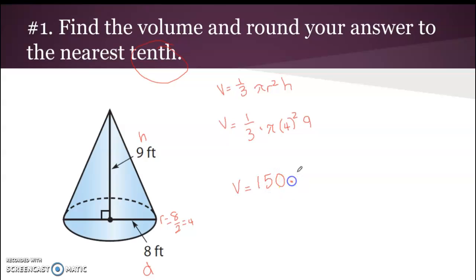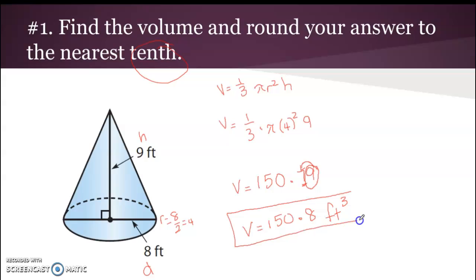So it's 150.79, and if I want 1 decimal, this will be 150.8. I'm looking at this guy. The number that I circle is higher, so the one where the arrow points goes up by 1. And again, don't forget your units, it's feet cubed. So the volume of this shape is 150.8 feet cubed.